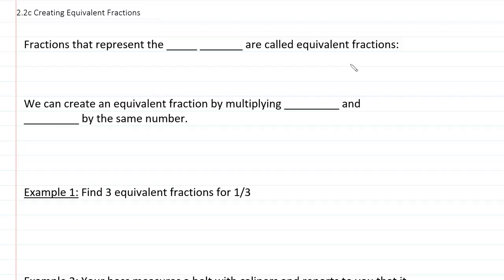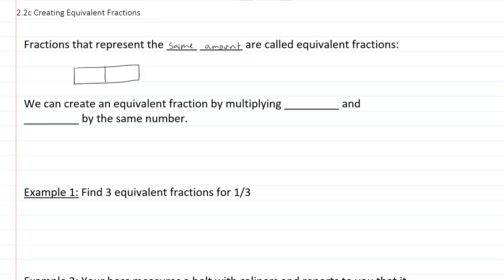2.2c, creating equivalent fractions. Fractions that represent the same amount are called equivalent fractions. So you may have noticed that some fractions are actually the same thing. So here's an example real quick. Let's draw a couple of bars like we did before.